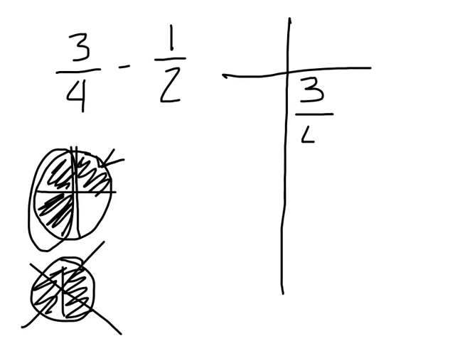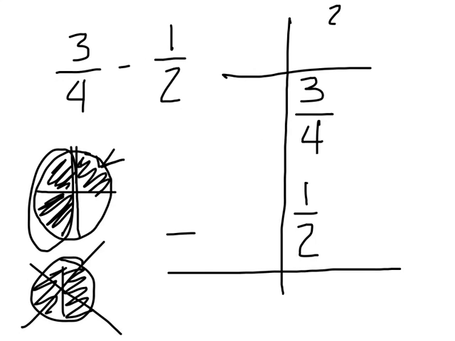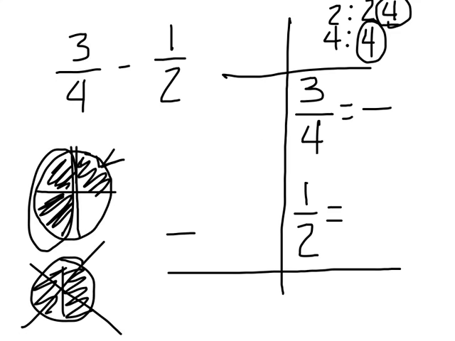So I'm going to put them into a t-chart, 3/4 minus 1/2. The first thing I need to do is find the least common denominator. What's the least common denominator of 3/4 and 1/2? It's 4. 4 is the smallest number that is a multiple of both 2 and 4. Now I need to change each fraction so that its denominator is 4. Well, 3/4 is already there.